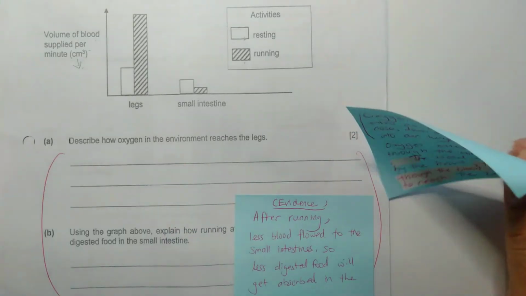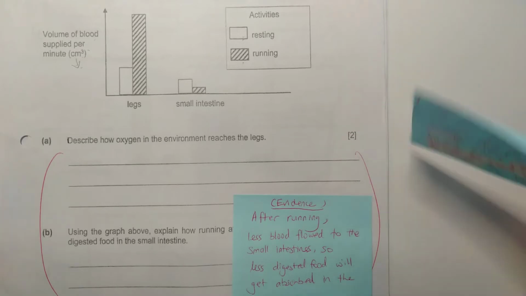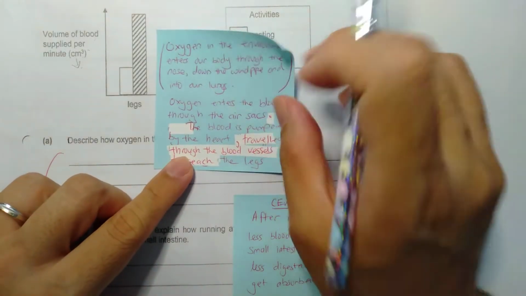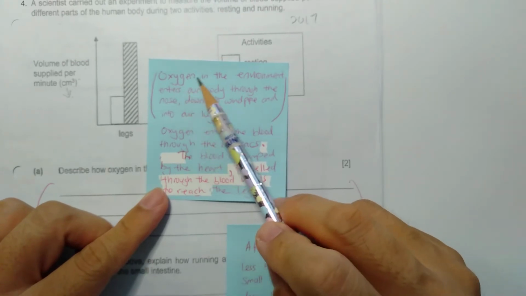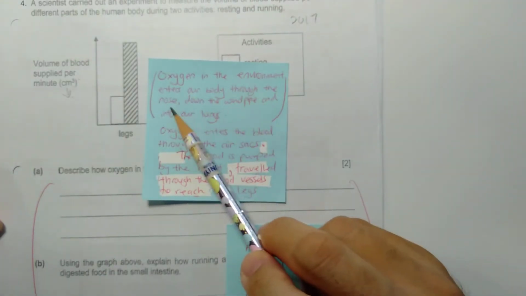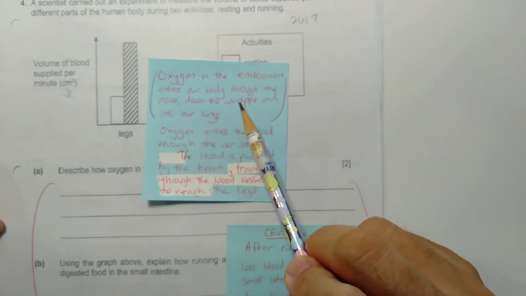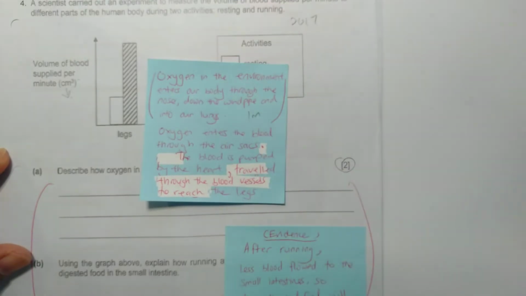So describe how oxygen in the environment reaches the legs. So we have to describe this. You've got to describe step by step. Okay, lots of detail. So for example, this is how you would do the corrections. Oxygen in the environment enters our body. How? Through the nose, then down the windpipe and to the lungs. This will be the first 1 mark.